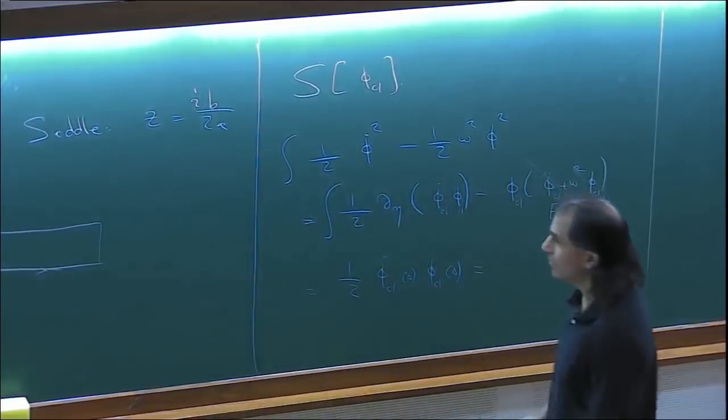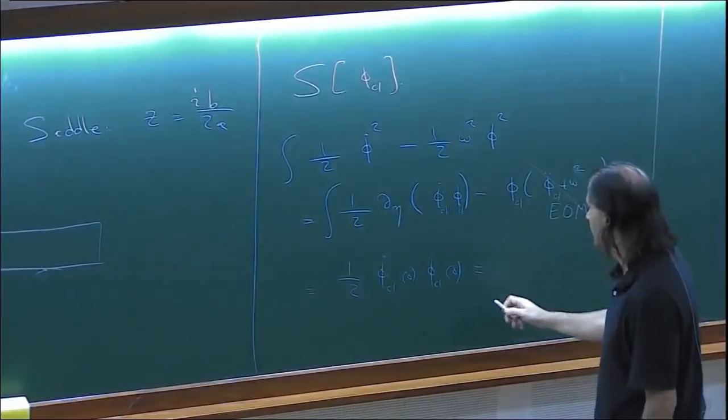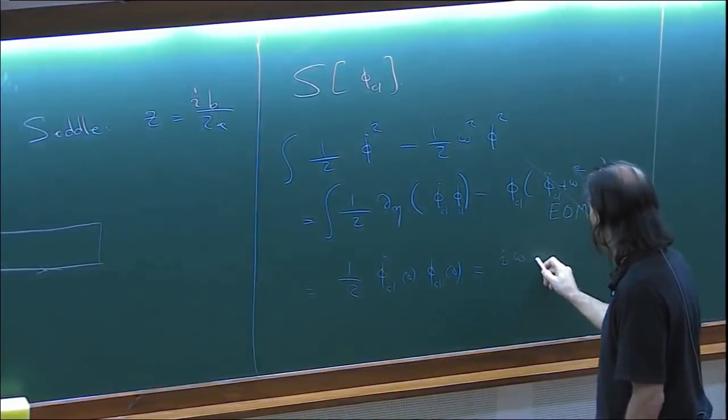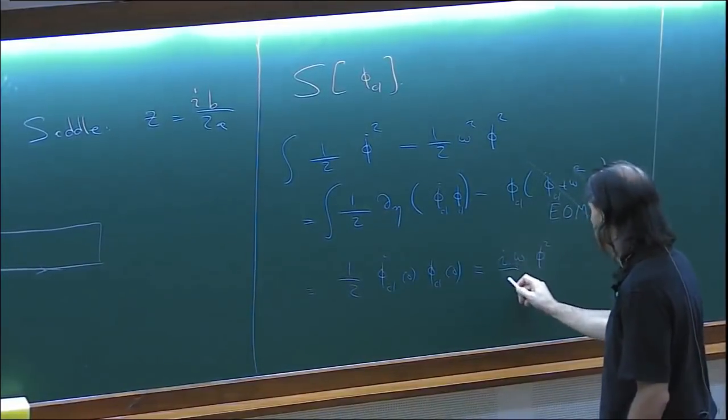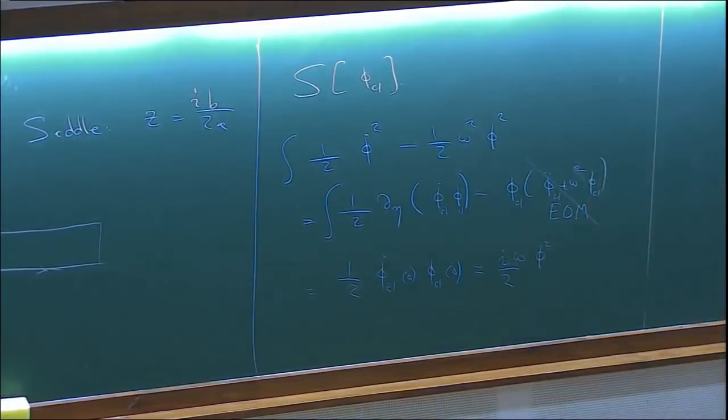And so what is this with our solution for phi classical? This is i omega phi squared over 2. And therefore, psi of phi equals e to the i action evaluated on phi classical, which is e to the i times i half omega phi squared, our friend e to the minus a half omega phi squared, the ground state wave function of our harmonic oscillator. Any questions about that?